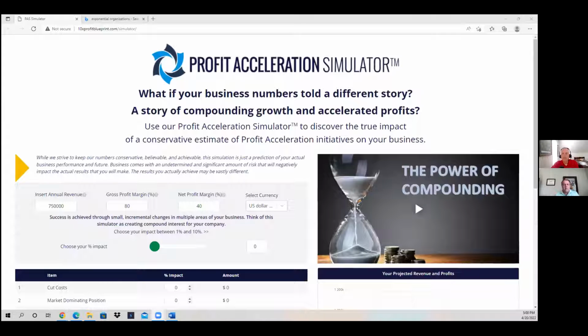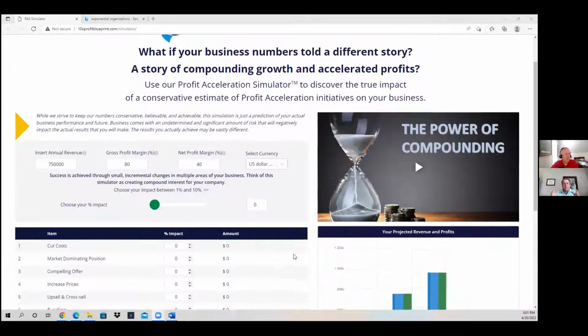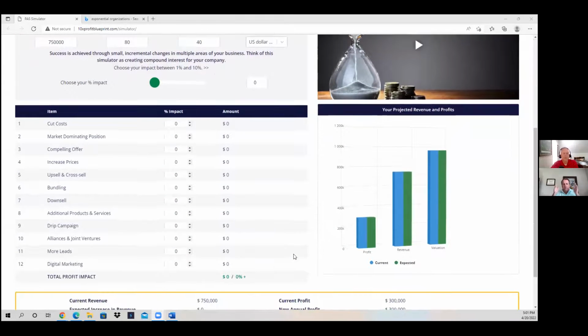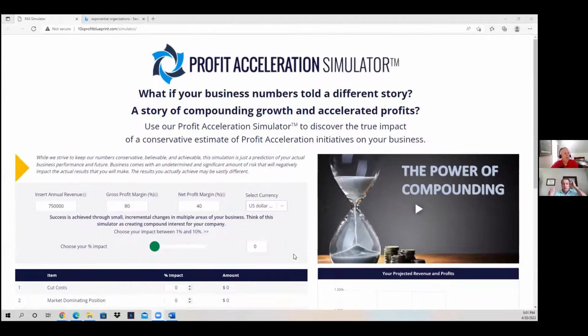And this is what a profit acceleration simulator can help you do, by showing you 12 key areas of your business that you don't have to increase by a certain amount in each one. But when you do a little bit in each area, we're going to show you what can actually happen. So that's what we're going to show today. You're the $750,000 business trying to break that $1 million mark, so we'll start there.